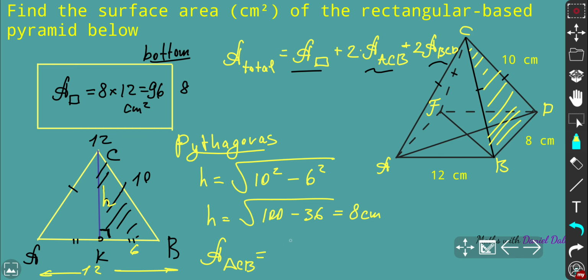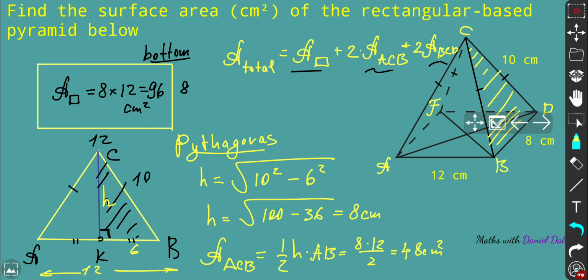ACB. So the area is 1/2 times the height times the base AB, which is in that case 12 by 8 over 2. So 8 times 12 over 2, which gives us 48 in total. 48 centimeters squared. Alright, so we've got that.